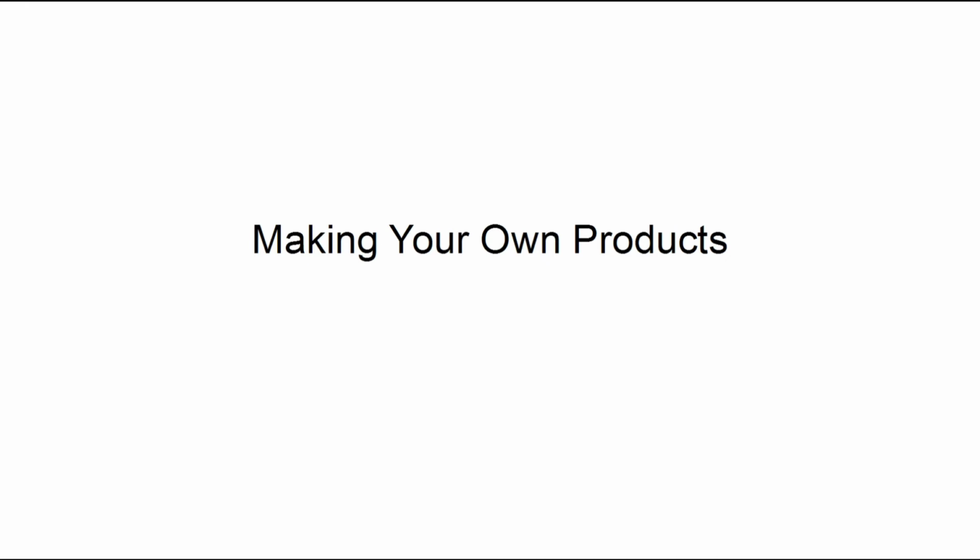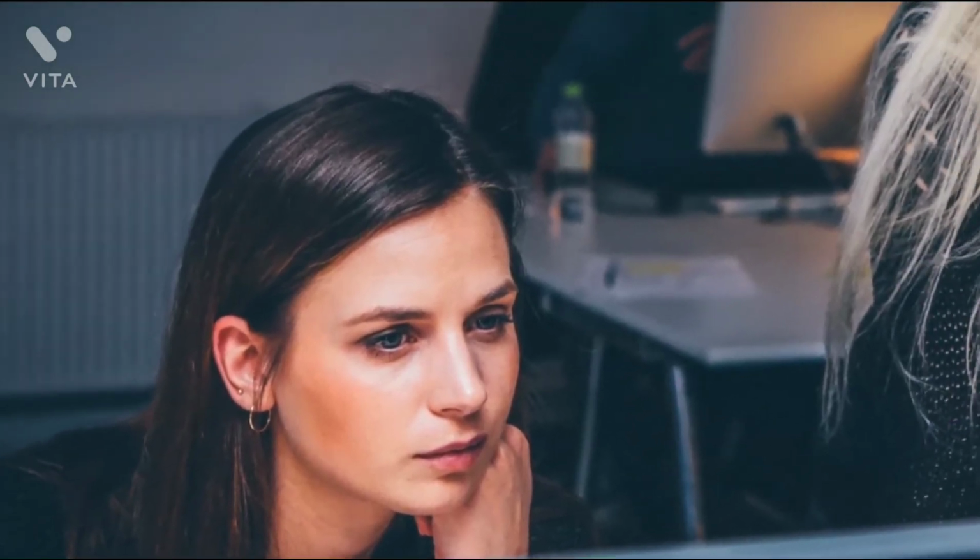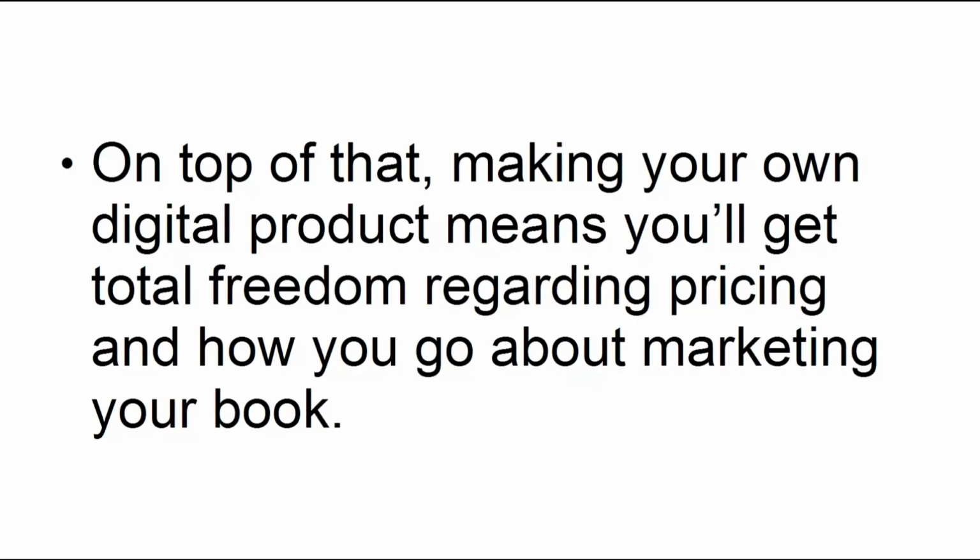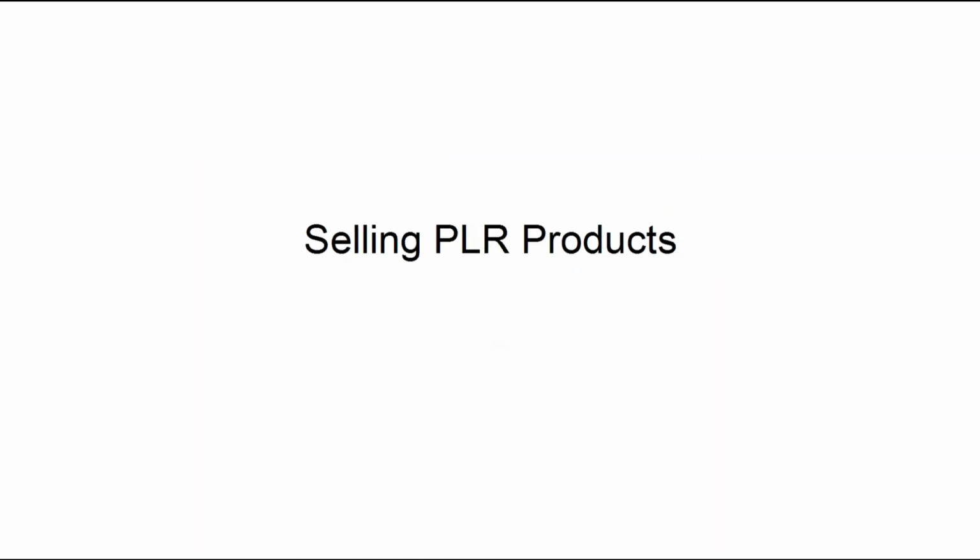Making your own products. Making your own products gives you the big advantage of having complete and total control over the product. This way, you can choose precisely the topic and the audience, and you can choose your phrasing right down to the last word. This allows you to ensure the book is perfectly tailored for your audience, that it perfectly matches your brand messaging, and that your audience will be able to hear your voice in the way you're writing. On top of that, making your own digital product means you'll get total freedom regarding pricing and how to go about marketing your book.